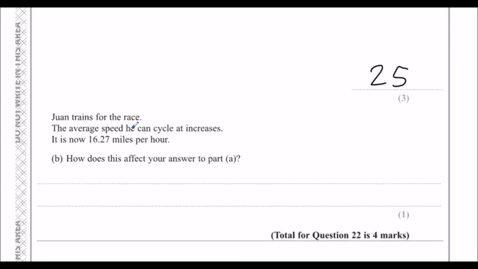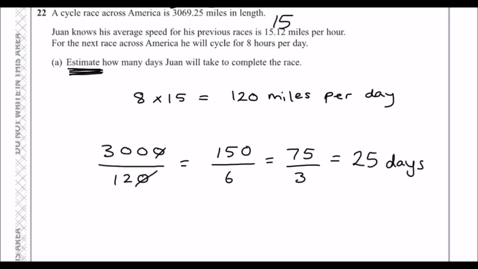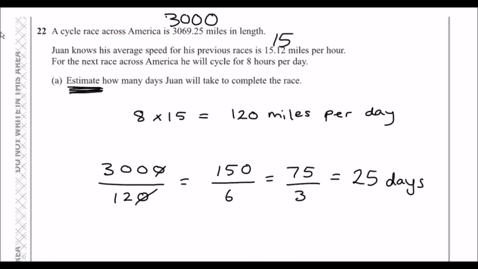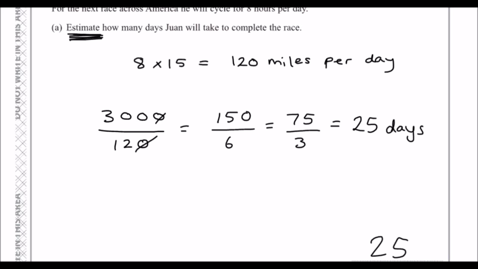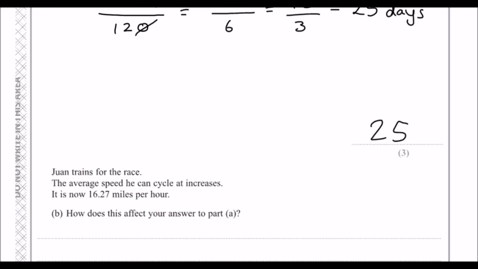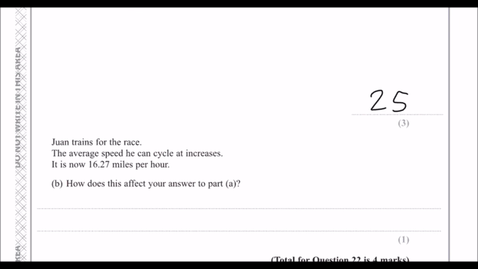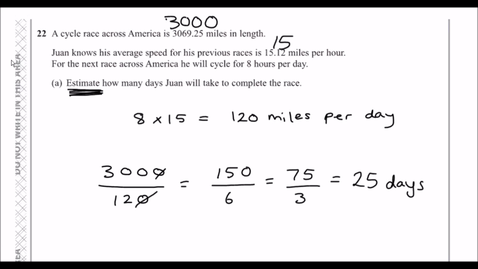Wan trains for the race. The average speed he can cycle at increases to 16.27 miles per hour. How does this affect your answer? So it would take him less time. If he can cycle faster, it would take him less time. But would we have still used 15 to do our estimate, or would we have used 16? That depends. So I'm going to play safe and answer both of those questions.